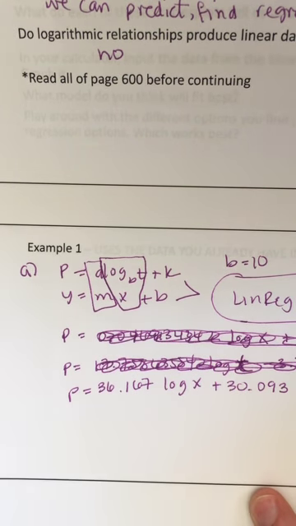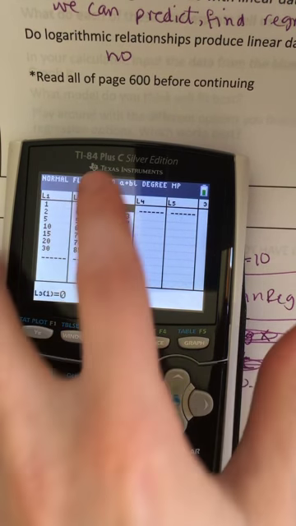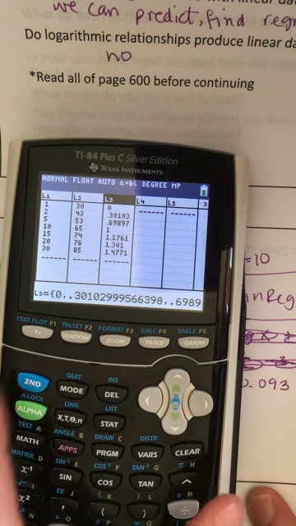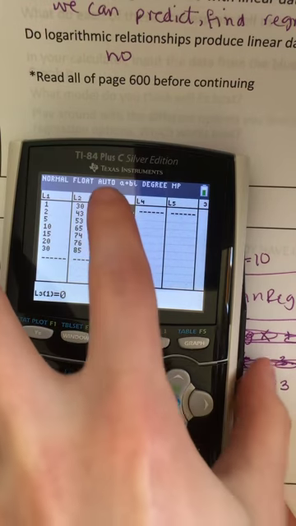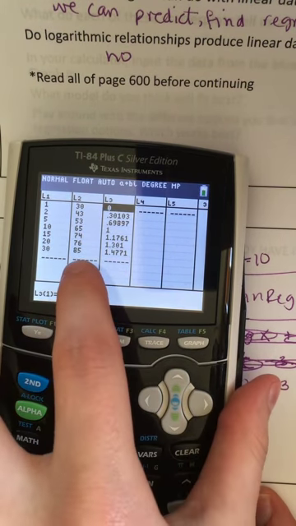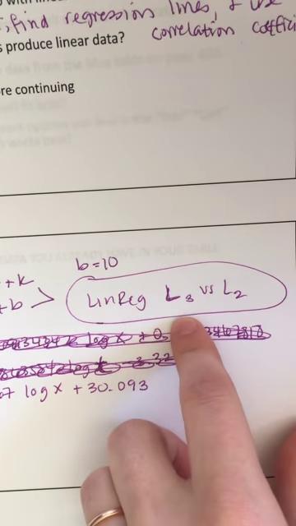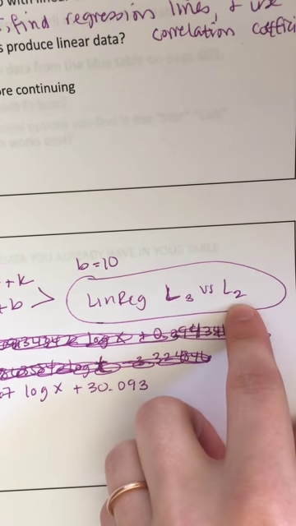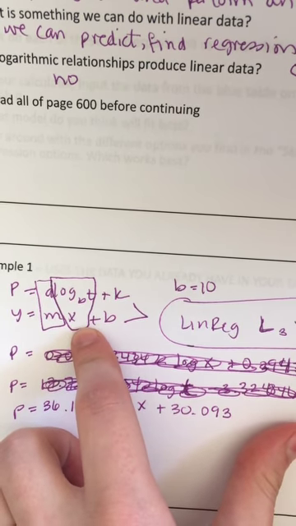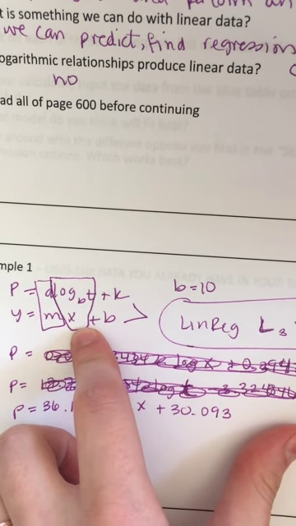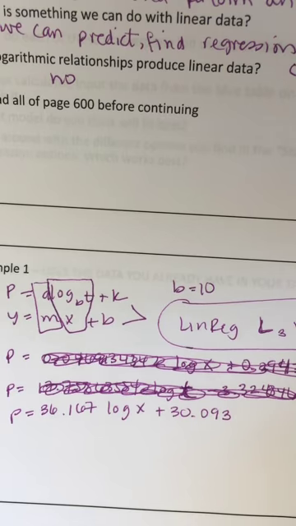So in my lists, stat edit, I have my t, I have my p, and then in list 3, I'm taking the log of list 1. So this is now my log of t, and that's my p. When I do my linear regression, I need to do linear regression of list 3 as my input and list 2 as my output, because I'm changing what the input looks like. Instead of just the t values of 1, 2, 5, 10, 15, 20, 30, I'm taking the log of 1, 2, 5, 10, 15, 20, 30.